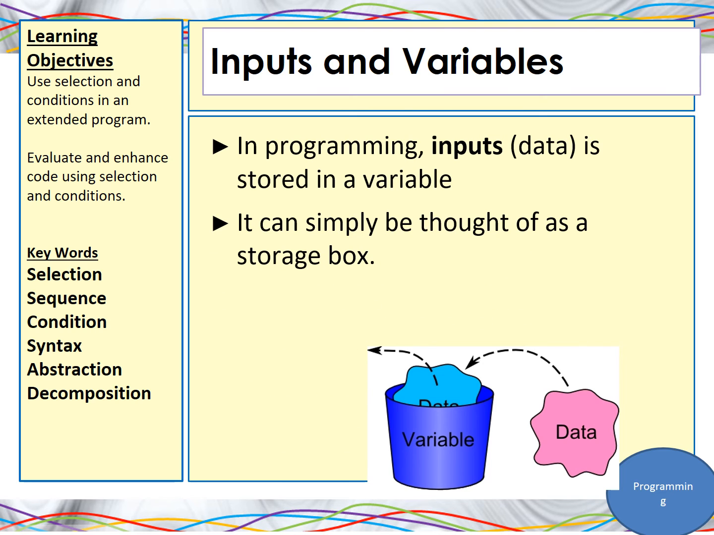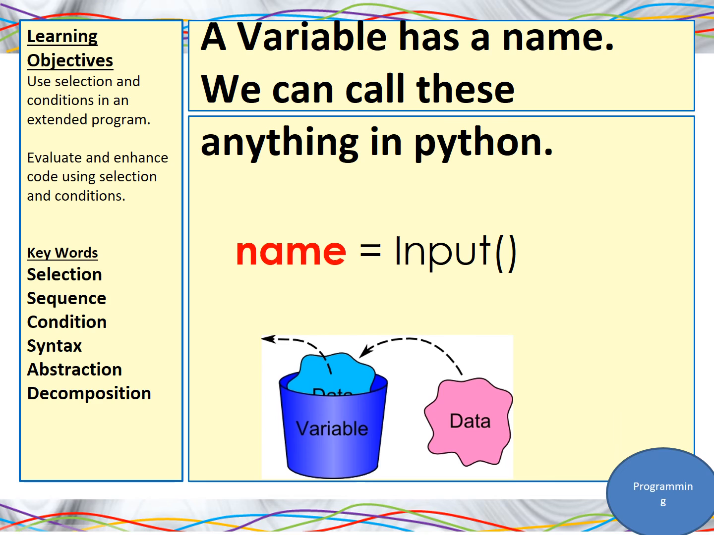In programming, an input, when we put data into the computer, is stored in a variable, that small space in RAM. Remember, we need to give that a name as well. Now, we've put name here, but it could be anything which is one word. We talked about what good variable names were.